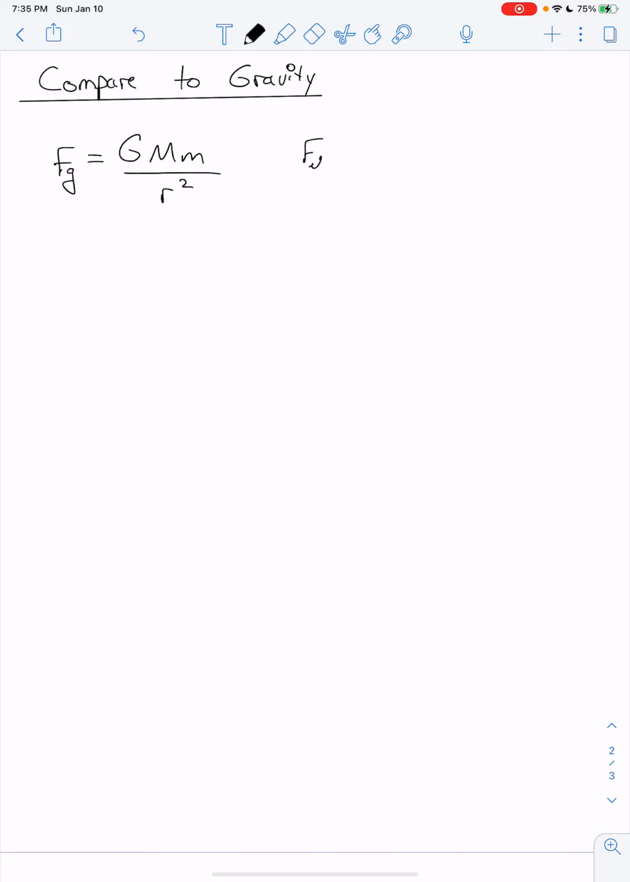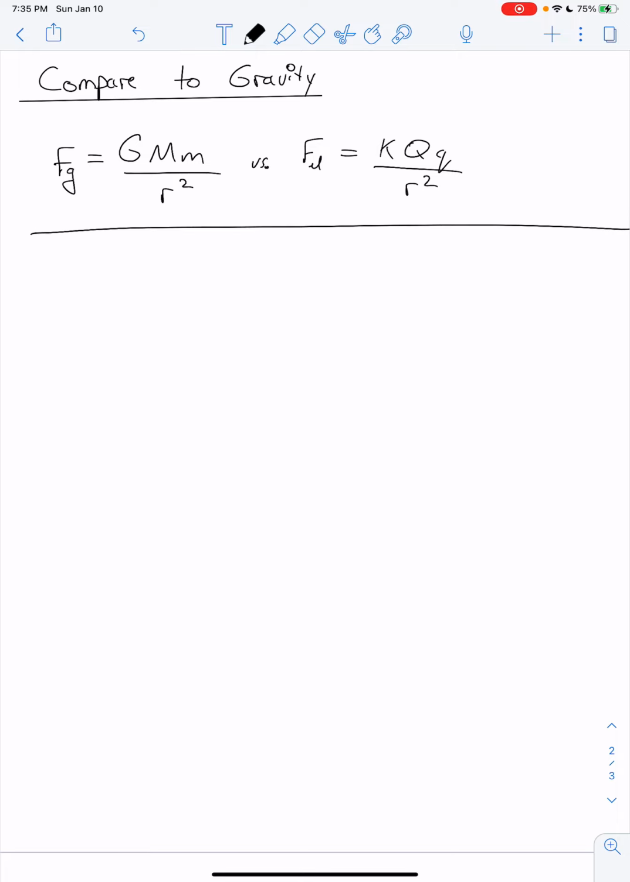And our Coulomb's law, or the electric force, is Q1, Q2. But you know what? Just to make it look more similar, I'm going to say big Q, little q, over r squared. So they take exactly the same structure. And that's very interesting. You could also then consider, well, how do they compare with one another? They look very similar. They're both very important to nature, to understand how the universe works. But there's a stark difference between these two.